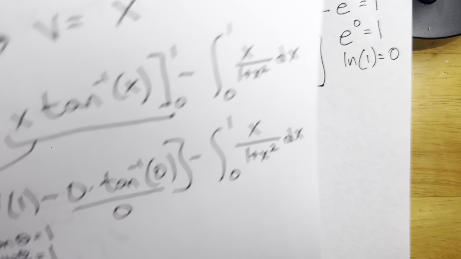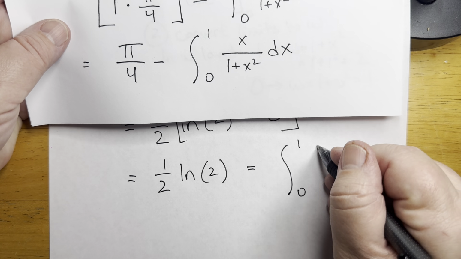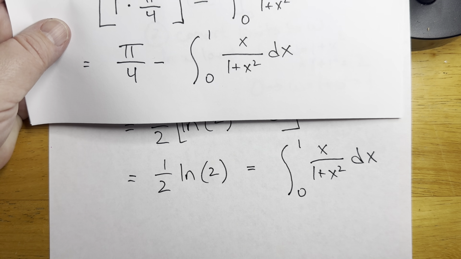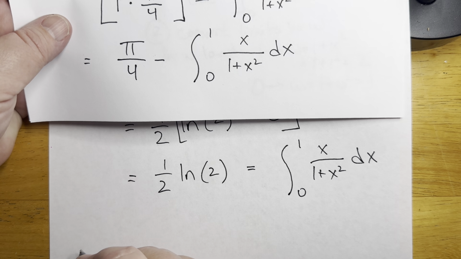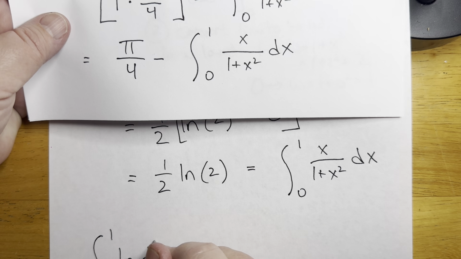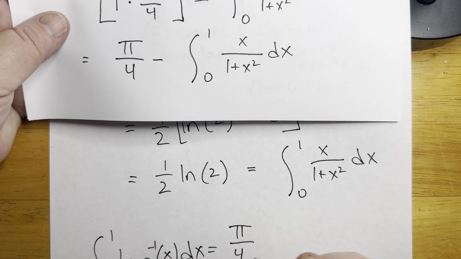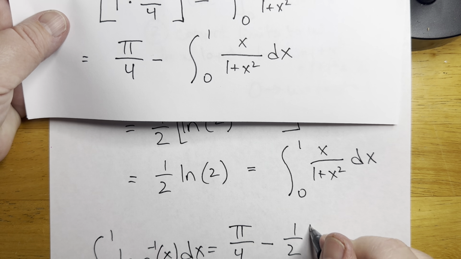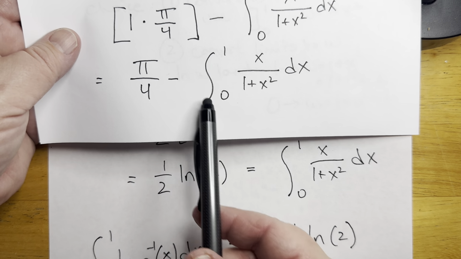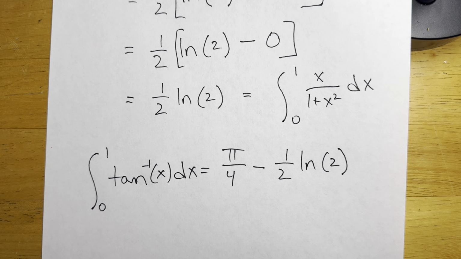Hopefully, somewhere here, we know that this was the integral from 0 to 1 of x over 1 plus x squared dx, right? So the actual answer, the integral from 0 to 1 of arctangent of x dx, is pi over 4 minus 1/2 natural log of 2. What do you guys think? Right, it's pi over 4 minus this, and this guy is that, and so, wow.